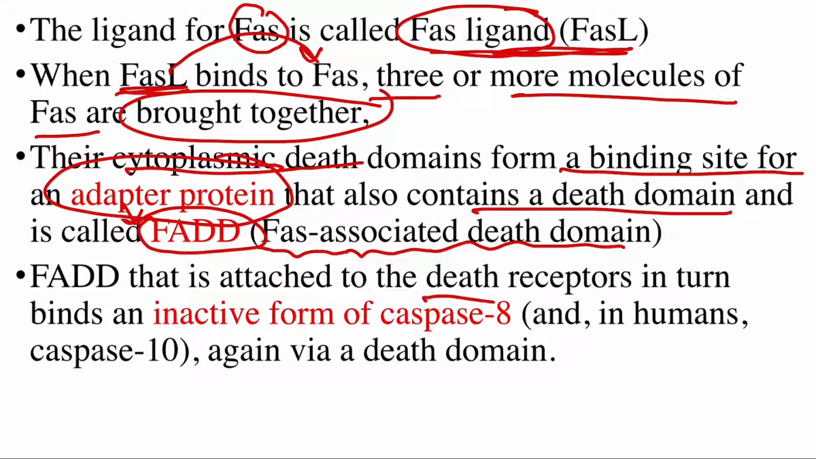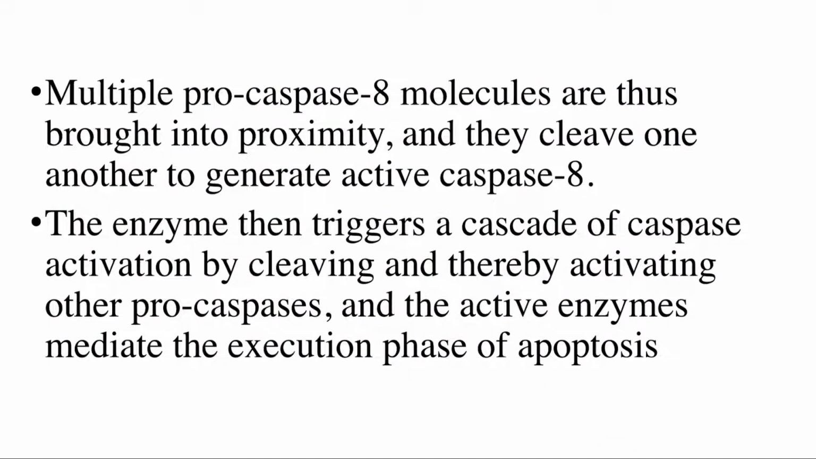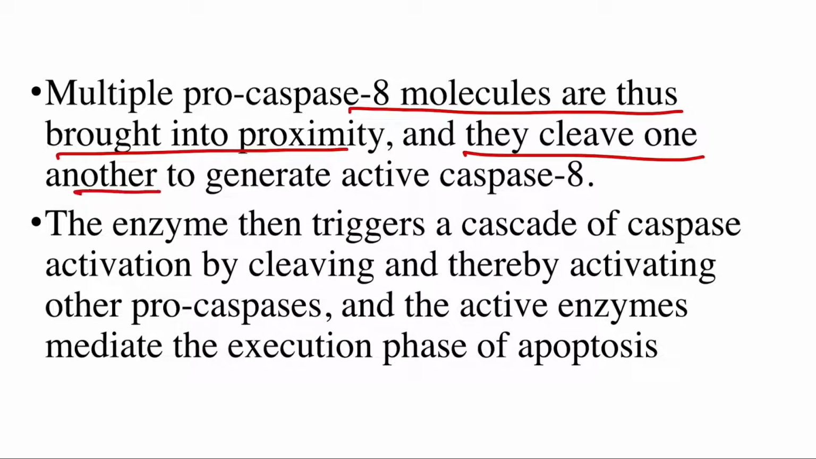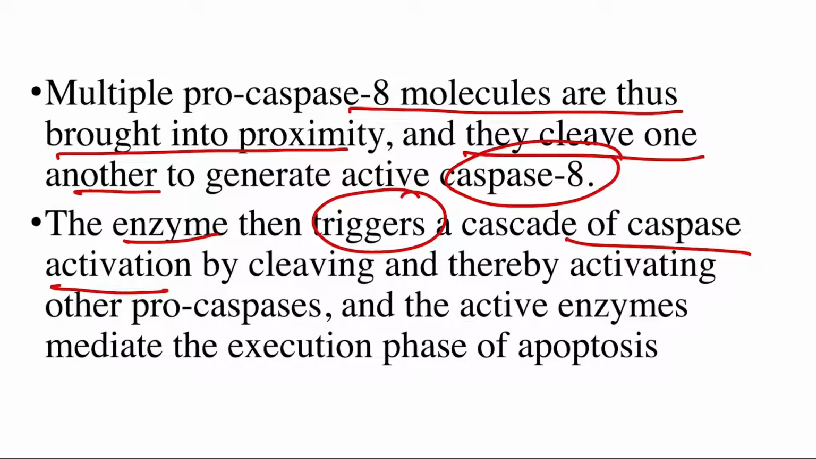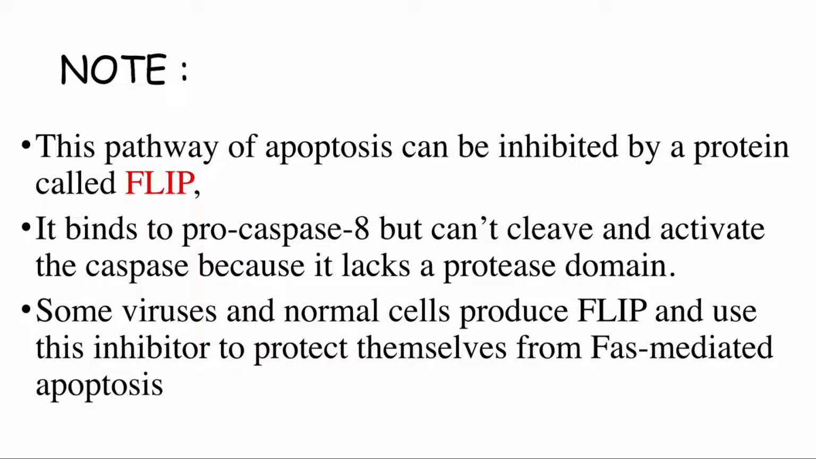FADD that is attached to the death receptors in turn binds an inactive form of caspase 8, which is the initiator caspase of the extrinsic or death receptor pathway, again via the death domain. Multiple pro-caspase 8 molecules are thus brought into proximity and they cleave one another to generate active caspase 8, again like autoamplification. The enzyme then triggers a cascade of caspases by cleaving and thereby activating other pro-caspases, and the active enzymes mediate the execution phase of apoptosis.